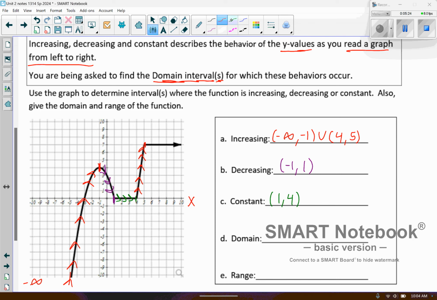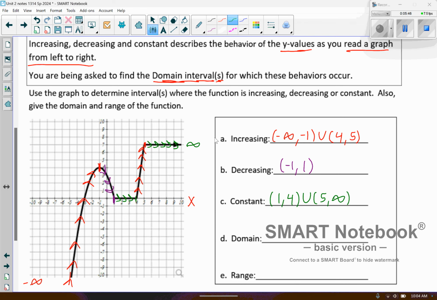And then we go back to just being flat right here. So then from here, we're just flat all the way out to positive infinity. So I'm going to union this in. So from 5 to infinity, it's going to stay constant. It's not increasing, it's not decreasing, it's staying the same.